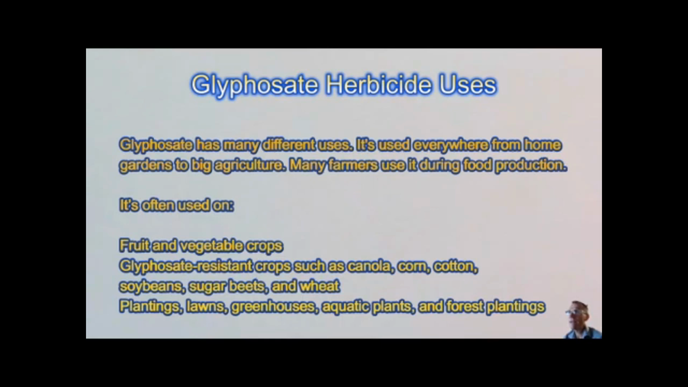Glyphosate has many different uses. It's used everywhere from home gardens to big agriculture. Many farmers use it during food production. It's often used on fruit and vegetable crops, glyphosate-resistant crops, such as canola, corn, cotton, soybeans, sugar beets, and wheat, plantings, lawns, greenhouses, aquatic plants, and forest plantings.